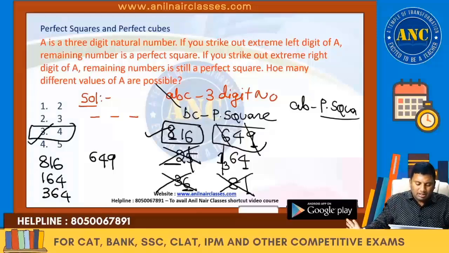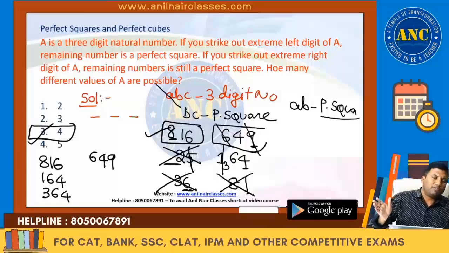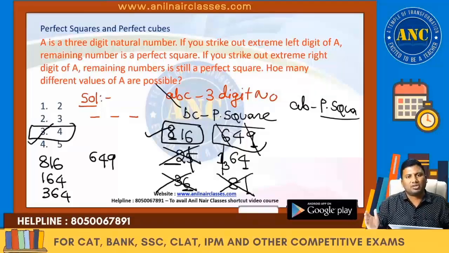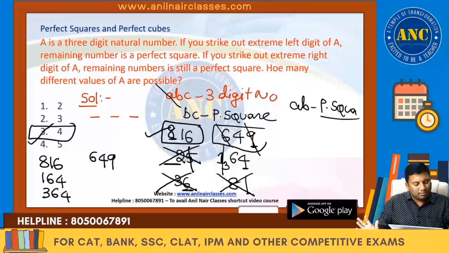ABC, BC is a perfect square. I hope it is clear. There is a 3-digit number. Remove the leftmost digit, the remaining 2 will be a perfect square. Remove the rightmost digit, the remaining 2 will be a perfect square. 4 such numbers I got. Next one.